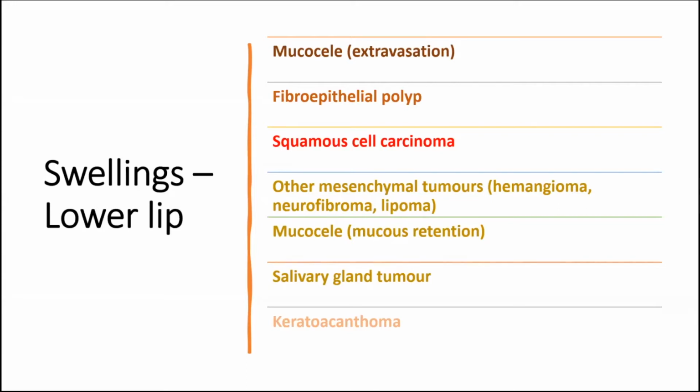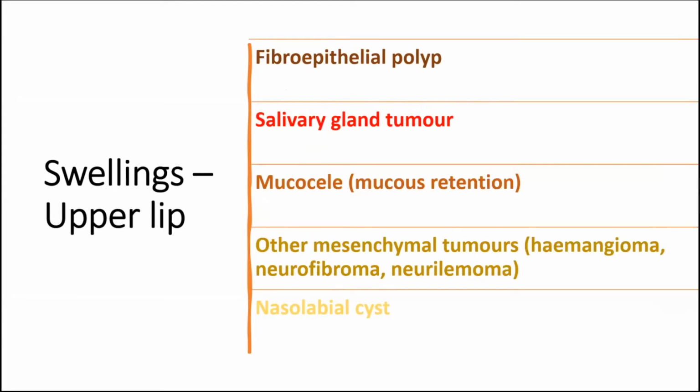It's followed by fibroepithelial polyp, squamous cell carcinoma, other mesenchymal tumors such as hemangioma, neurofibroma, and lipoma, salivary gland tumor, and keratoacanthoma, a much, much rarer condition. If we now see the upper lip, that's a bit different to the lower lip, okay? So the most likely swelling to appear on upper lip is a fibroepithelial polyp, followed by salivary gland tumor, okay?